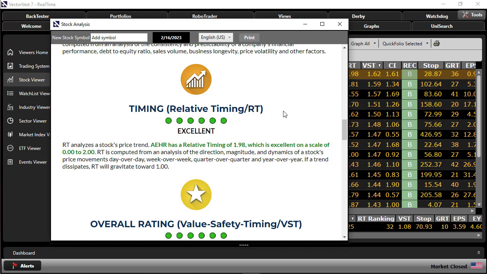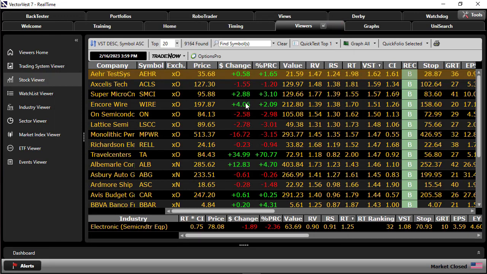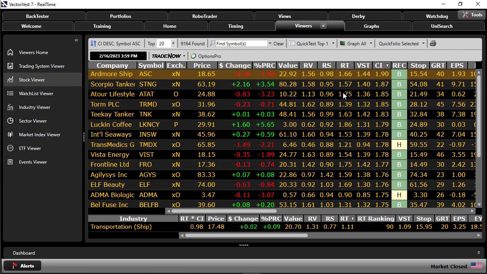So what we can do is combine both indicators. The very best professional traders pay attention to both trends, right? They pay attention to the underlying trend. They pay attention to the short-term trend. So if I close the stock analysis report here and just go back to the stock viewer, we can sort the list by Comfort Index. 9,000-plus stocks in the database sorted by the highest Comfort Index rating at the top.